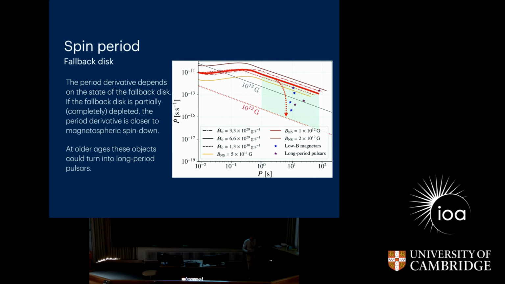Of course, this disk would be depleted at some point. We don't know the exact mechanism, but if it is depleted, your magnetar can end up in this region. The top lines describe the most efficient slowing down by a fallback disk, while the lower line describes just dipolar electromagnetic spin down of the neutron star. And we see that all the low B magnetars are located within this region, as well as some long period pulsars. So in this sense, our model predicts the period derivative for these objects.